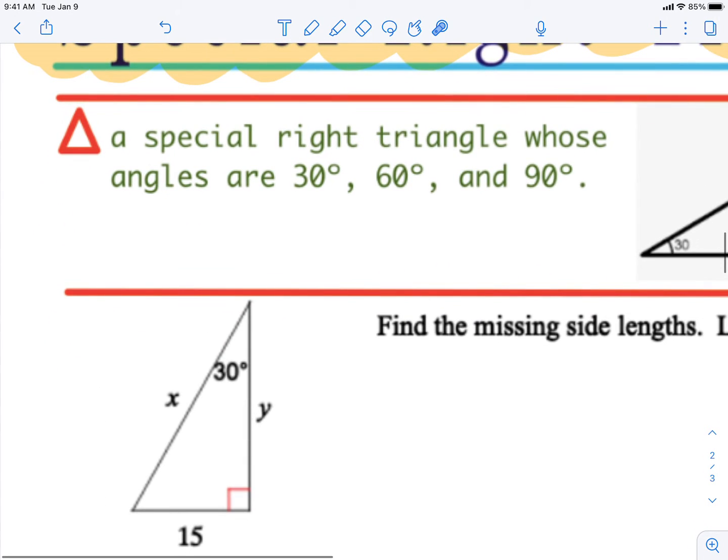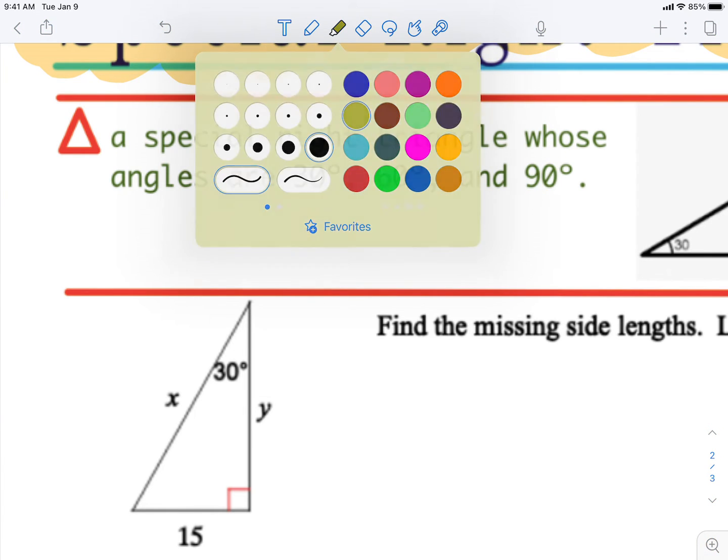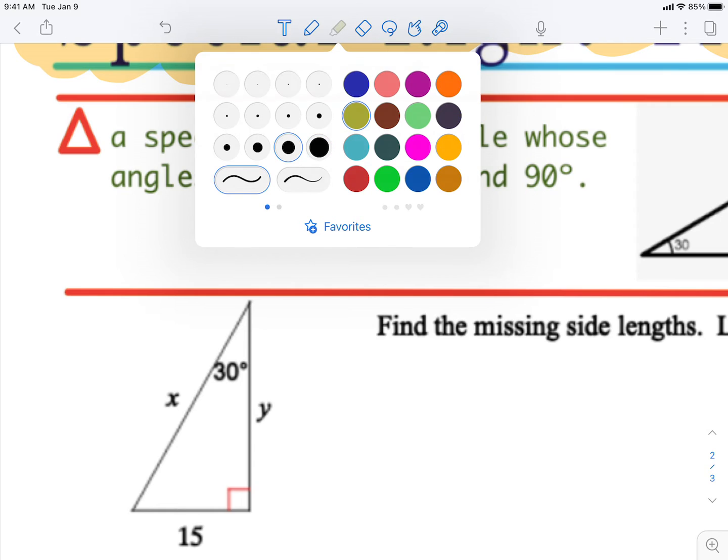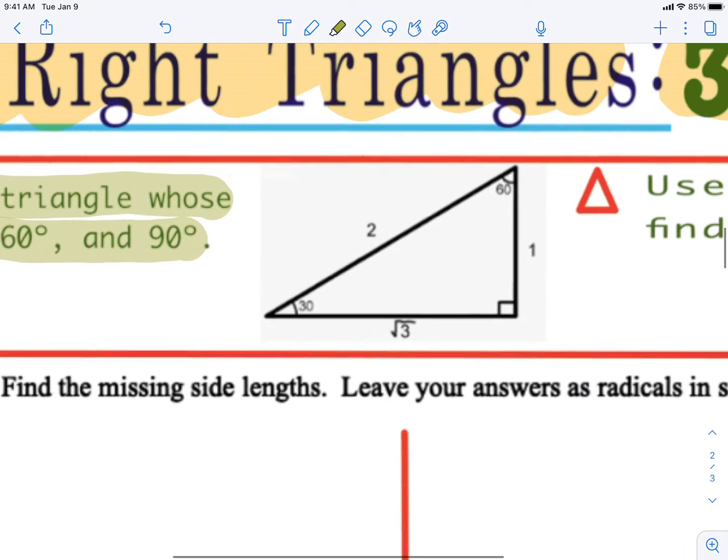First, we're going to define 30, 60, 90 triangles. It is a special right triangle, with a 90-degree angle, whose angles are 30, 60, and 90, which add up to 180. It's a triangle: 30, 60, and 90.